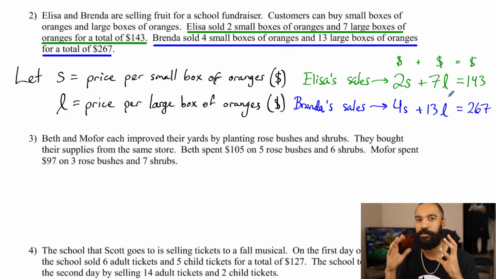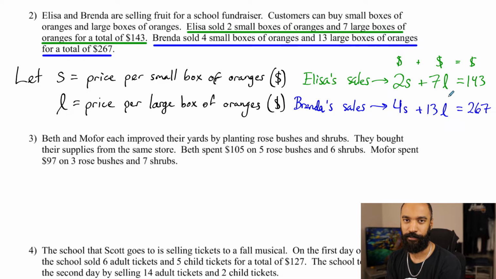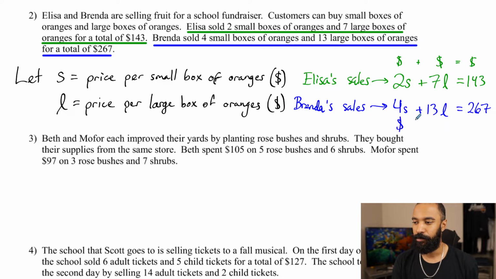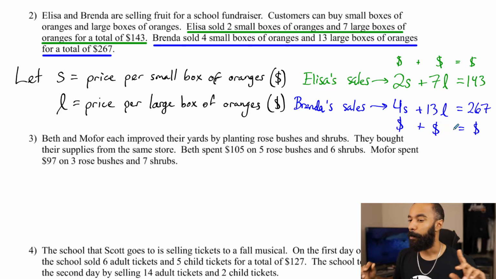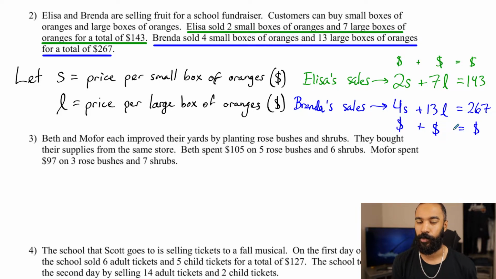It's not 13 large boxes. It's the amount of money made from it. Remember, this is dollars plus dollars equals dollars. And that's what's coming in with all these equations here. And I know I slowed that one down tremendously to make sense of it. But if you have trouble coming up with equations, this is the way to go about it, especially with defining the variables and identifying with what each term means.